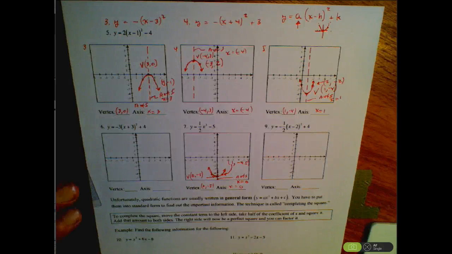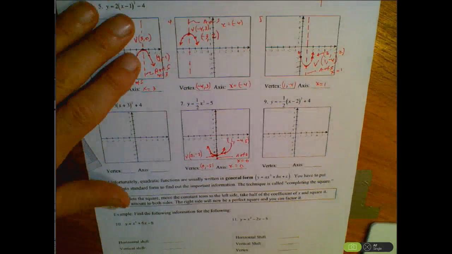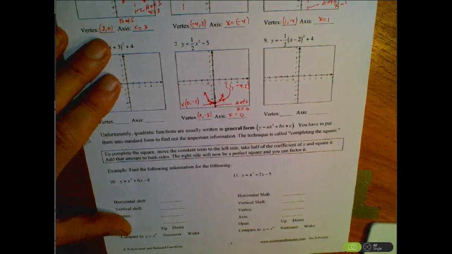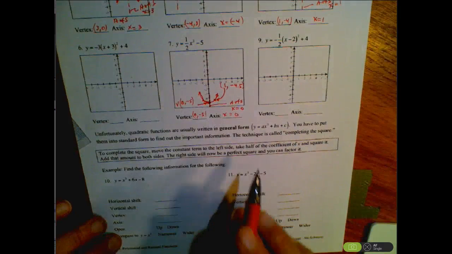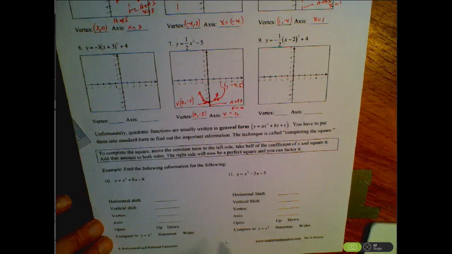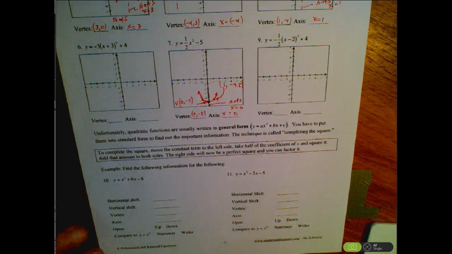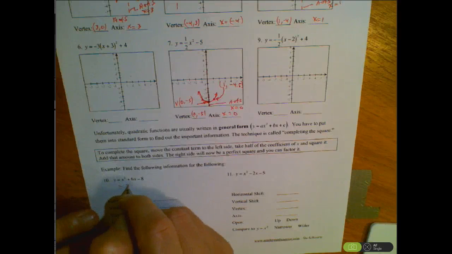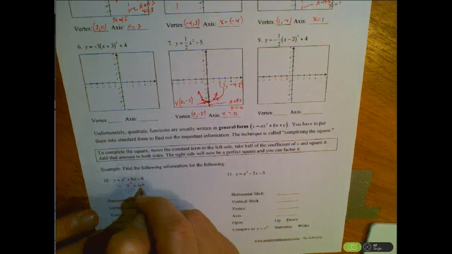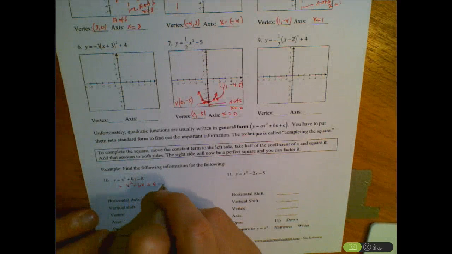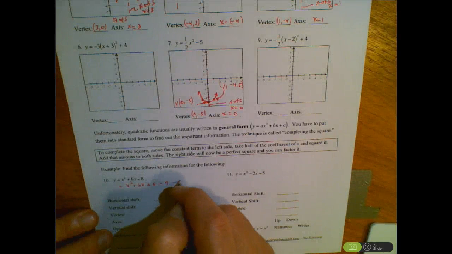Okay, so let's drop down now and let's do number 10 and 11, the way I would like you to do them. So we've talked about the general form, ax squared plus bx plus c. We've talked about completing the square. So let's go ahead and do that with this problem. Again, I'm going to write x squared plus 6x. I know half of 6 is 3. I want to add 9 to complete the square. I subtract 9 to maintain the equality, and I'll put down minus 8.